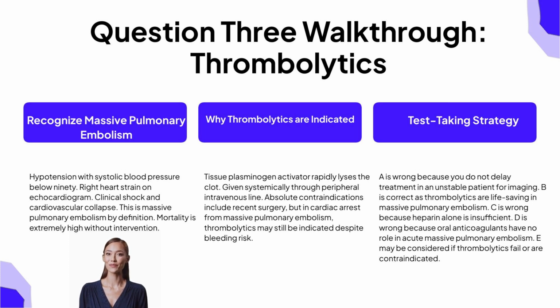Answer A, computed tomography pulmonary angiography, is wrong because you do not delay treatment in an unstable patient to get imaging. Answer B, tissue plasminogen activator, is correct. Thrombolytics are life-saving in massive pulmonary embolism. Answer C, heparin alone is insufficient for this degree of hemodynamic compromise. Answer D, rivaroxaban, has no role in acute massive pulmonary embolism. Answer E, emergent surgical embolectomy, may be considered if thrombolytics fail or are absolutely contraindicated. The key is recognizing the unstable patient and acting fast with thrombolytics.